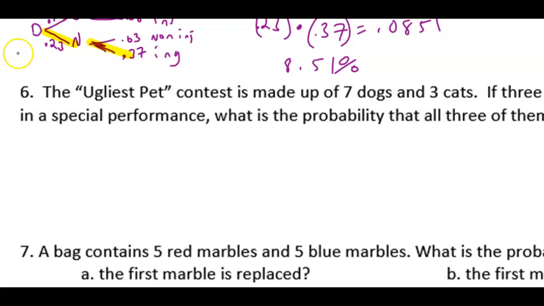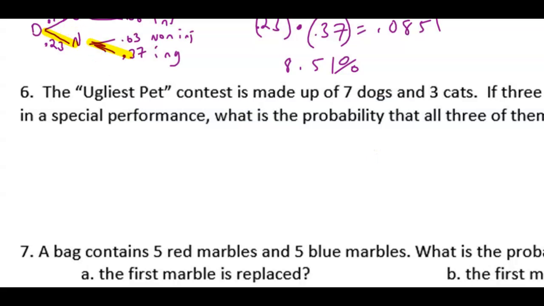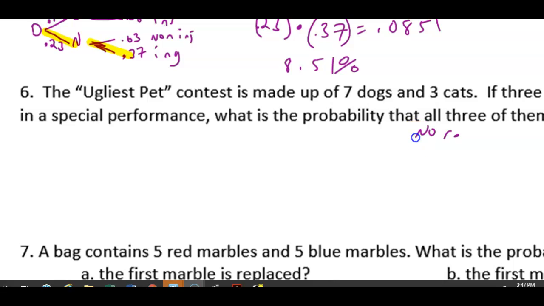Now, number 6. The ugliest pet contest is made up of 7 dogs and 3 cats. If 3 different pets are randomly selected to participate in a special performance, what is the probability that all 3 of them are dogs? So again, the probability that all 3 are dogs, that means that there's no replacement.